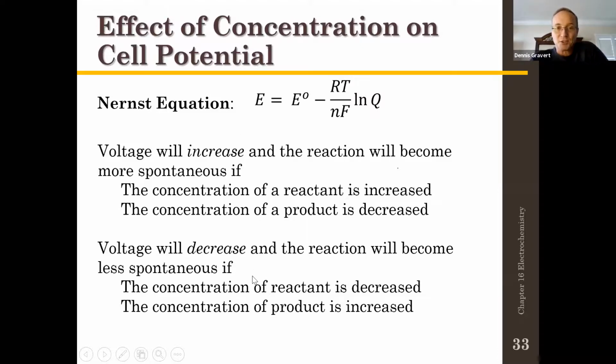And then the opposite is true. If you run out of reactant, your voltage is going to go down. If you're making too much product, voltage is going to go down.